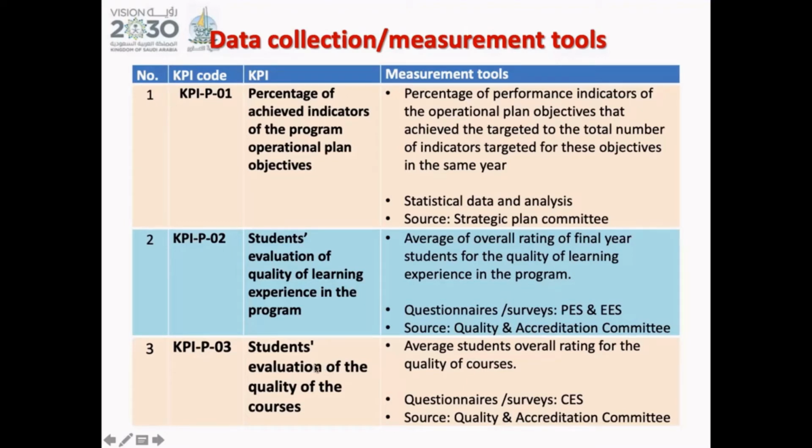KPI number 3 is about the student evaluation of the quality of the course. This is very familiar to us, because every semester we have the course evaluation survey for all our courses. Again, the quality and accreditation committee analyzes this data, combines the surveys, and then gives it to us, and we can use this data for KPIs.